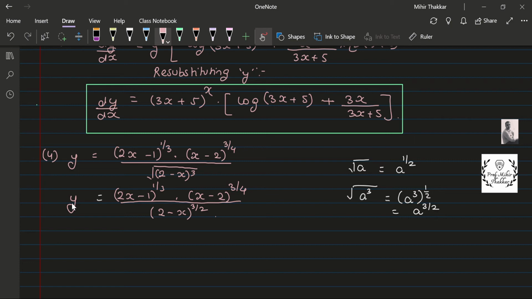Now, it is not practically possible to differentiate such a big function directly. Because we are not able to differentiate this directly, we first of all take log, do some basic simplification, and then we will differentiate this with respect to x.